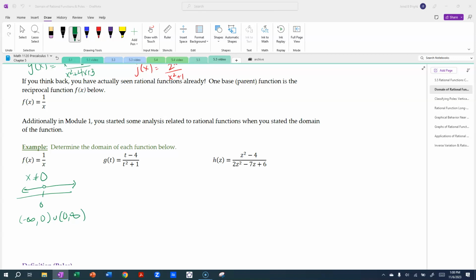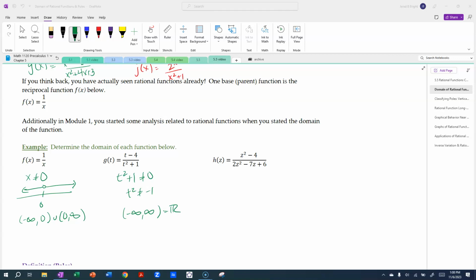Going on to g, we would do the same thing. t squared plus 1 not equal to 0. t squared cannot be negative 1, and that is never true. So then, it's not possible to square a number and get out negative 1. And so we would just say that the domain is all real numbers, also known as negative infinity to infinity.